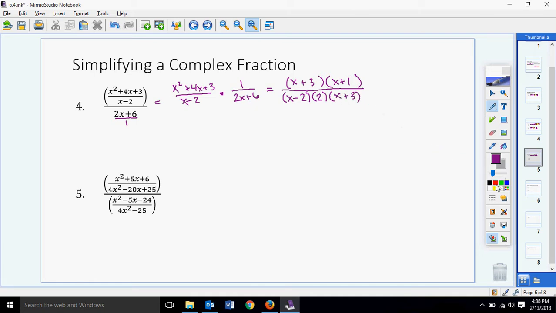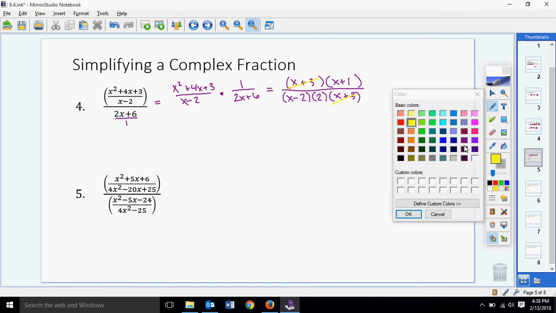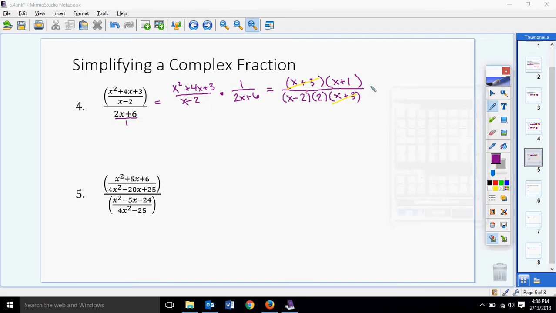Now that I've multiplied and factored, let's see what cancels. I have an x plus 3 quantity, but it looks like that's all that is going to cancel. So in my numerator, I have x plus 1. Denominator, I have x minus 2 times 2, and I'm just going to write the 2 out in front for proper notation. And that's as far as I can go.